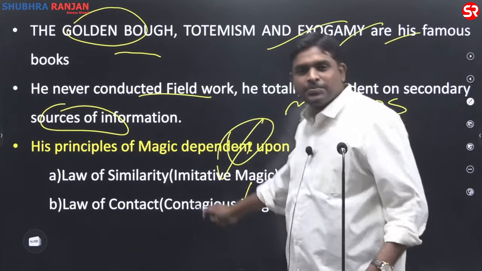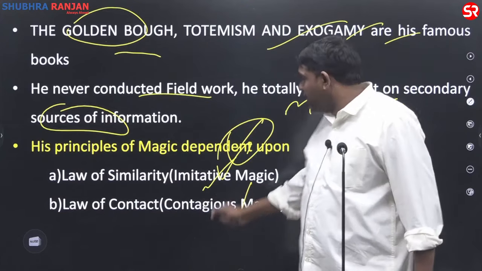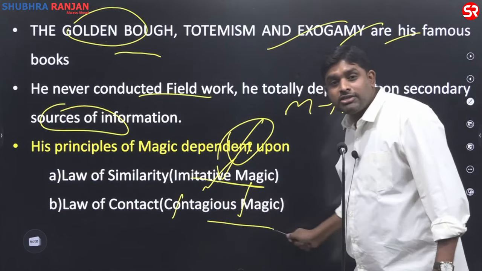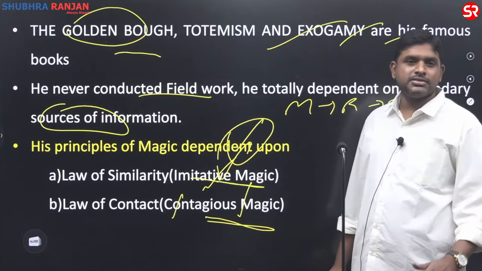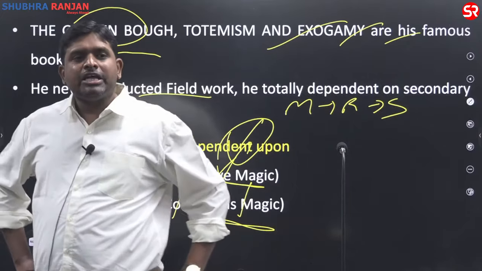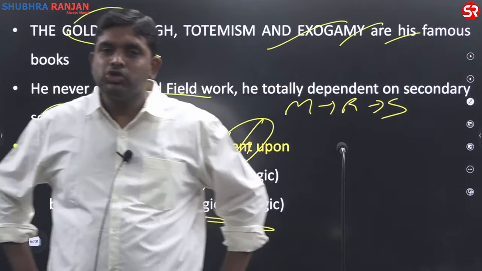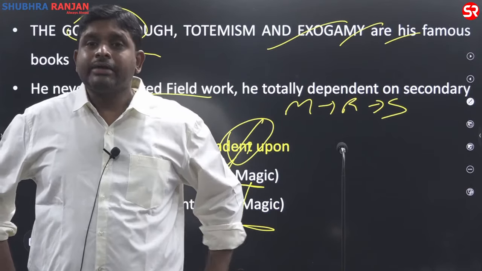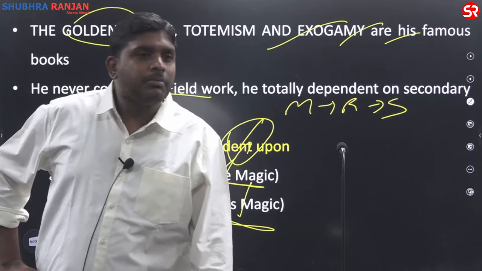One, the law of similarity, is called imitative magic. The law of contact is called contagious magic. In this way people used to do magic. Sometimes it was successful, then no problem. Sometimes it was unsuccessful, then the problem came.